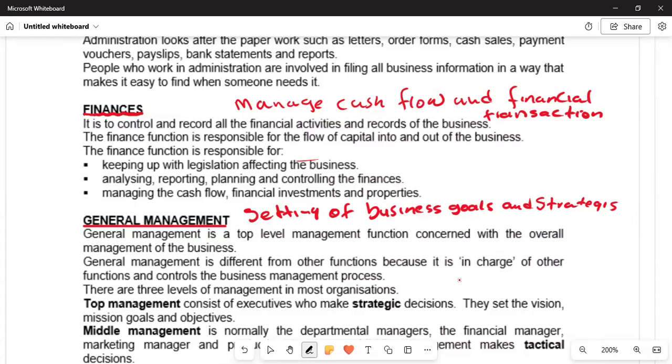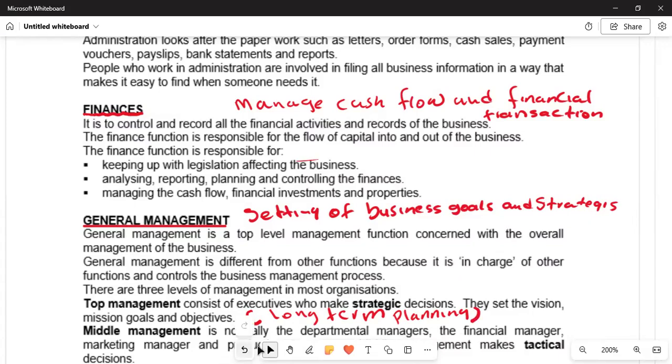So now we are told about the top management. Like it says, it consists of executives who make strategic decisions. They set vision, mission, goals, and objectives. So it simply says the top management, they make long-term planning. So meaning they think for the overall goals of the business.